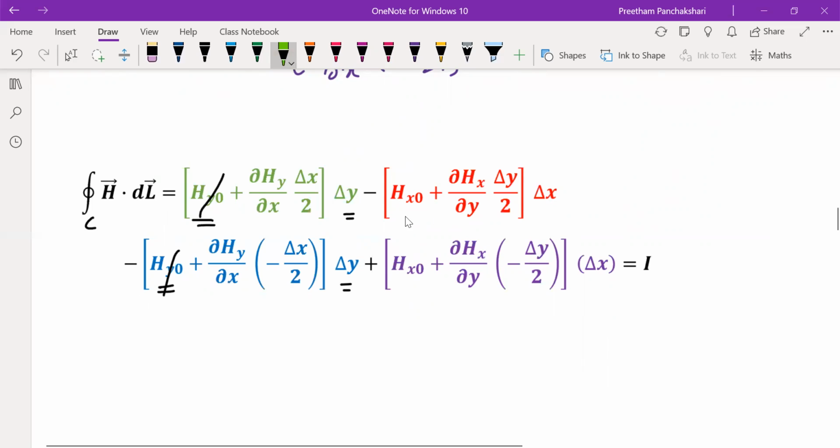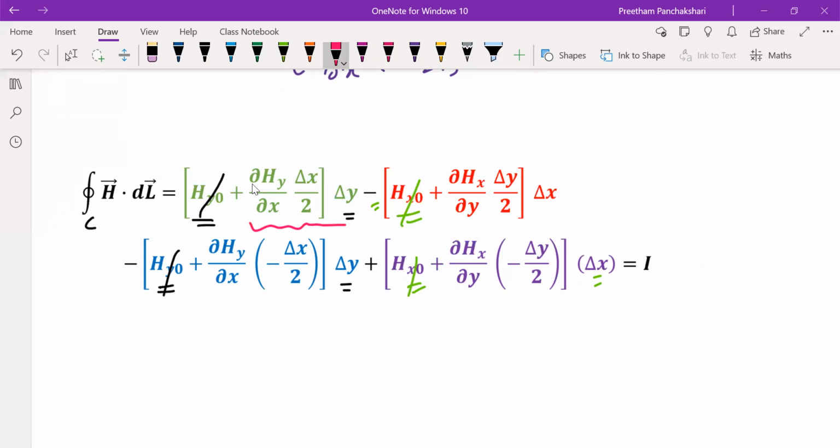Similarly, Hx0 with delta x, Hx0 with delta x. One negative, one positive. So these are also getting cancelled. So the other terms, you carefully observe.